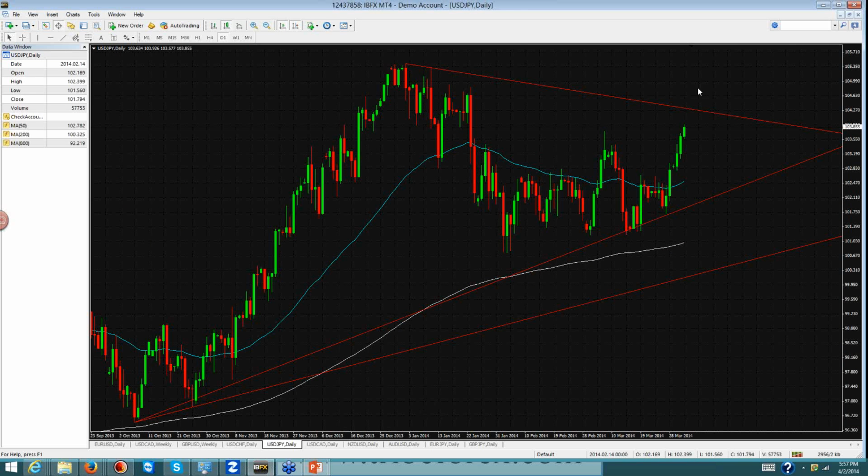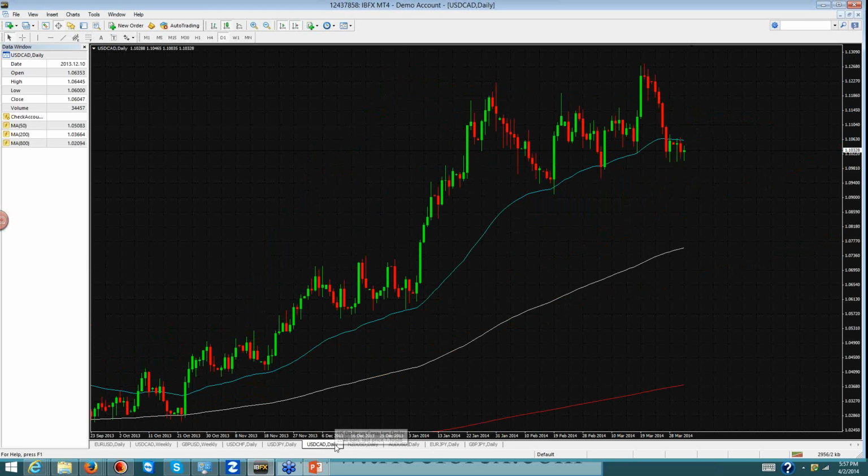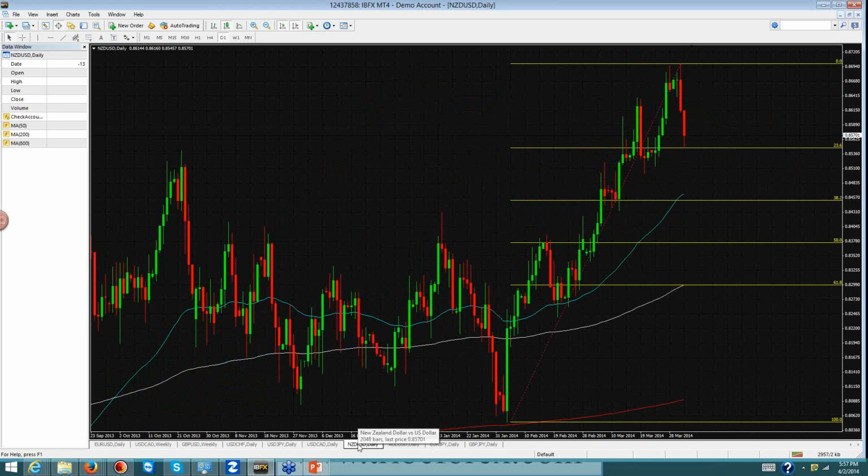So we've got a buy bias up to 104.30, and then we're looking for a sell-off of that area, that zone. We've already talked about the dollar CAD. New Zealand dollar is interesting.